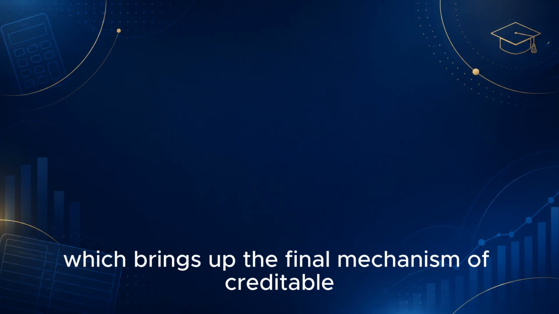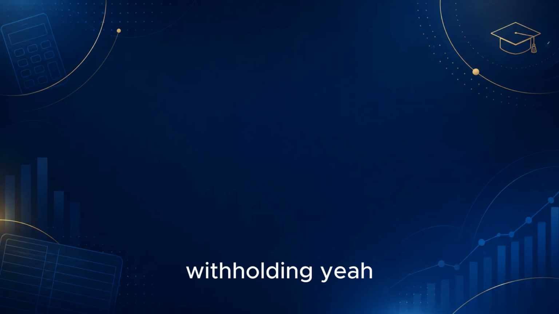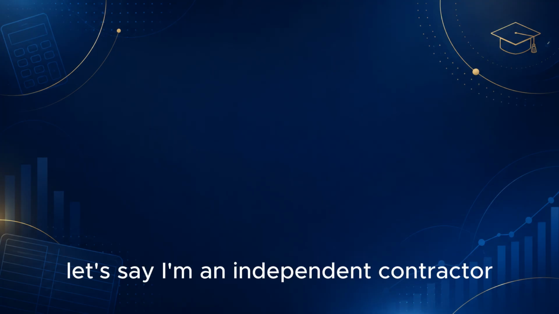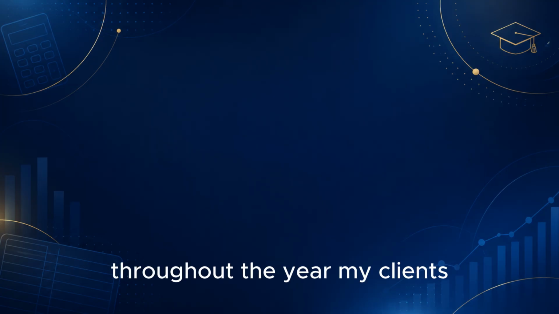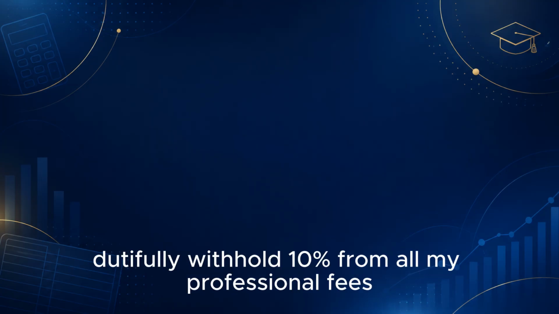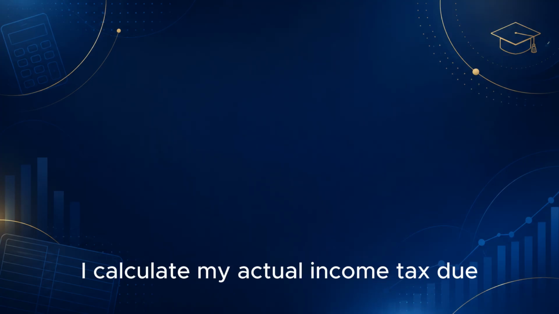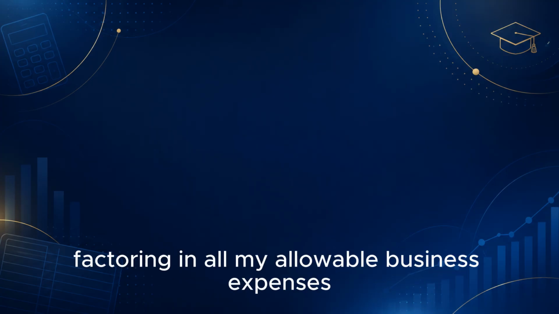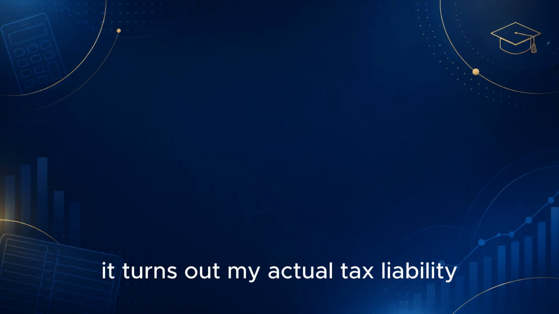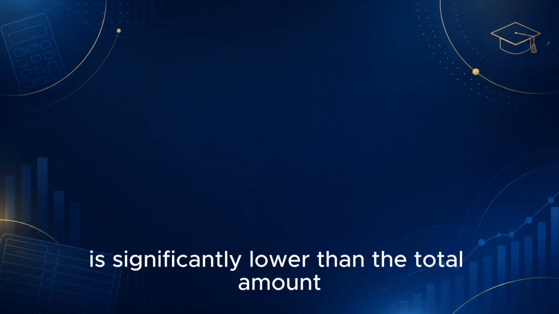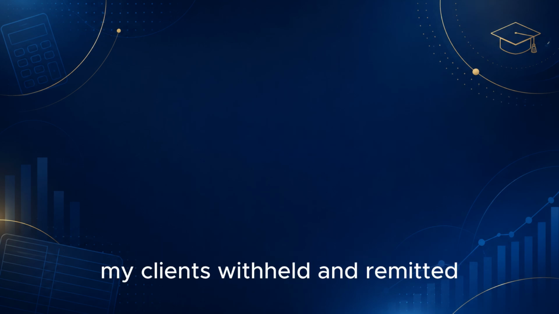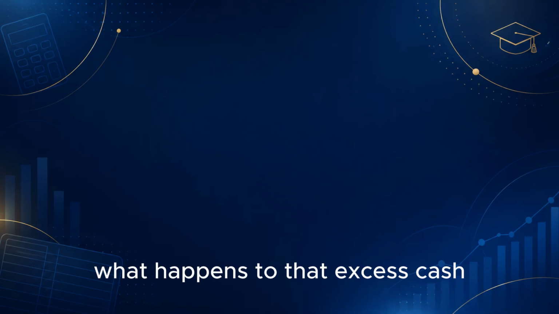Which brings up the final mechanism of creditable withholding, the reconciliation. Let's say I'm an independent contractor. Throughout the year, my clients dutifully withhold 10% from all my professional fees. But at the end of the year, I calculate my actual income tax due, factoring in all my allowable business expenses. It turns out my actual tax liability is significantly lower than the total amount my clients withheld and remitted. What happens to that excess cash?